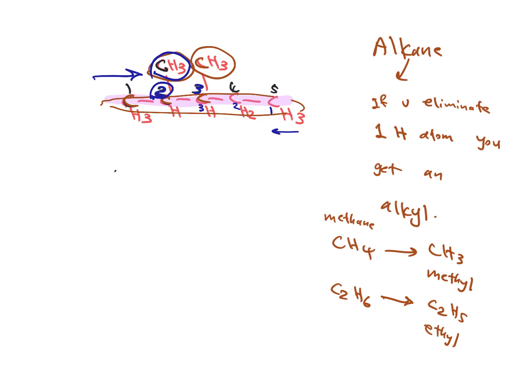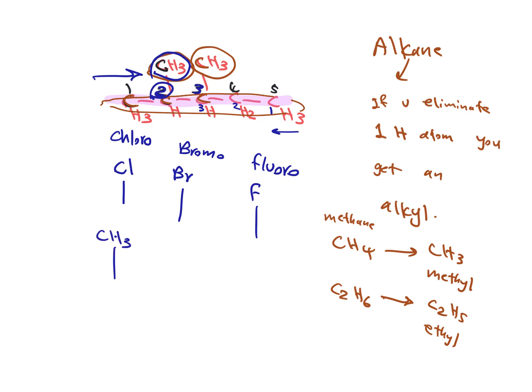The other thing that I should mention is that if you have chlorine as your substituent, or like bromine, or halogens in general, you call that chloro. You call this bromo. Or like F, you call that fluoro. Okay, and then the other substituents that you can have, it can be methyl, it can be ethyl, and so on.